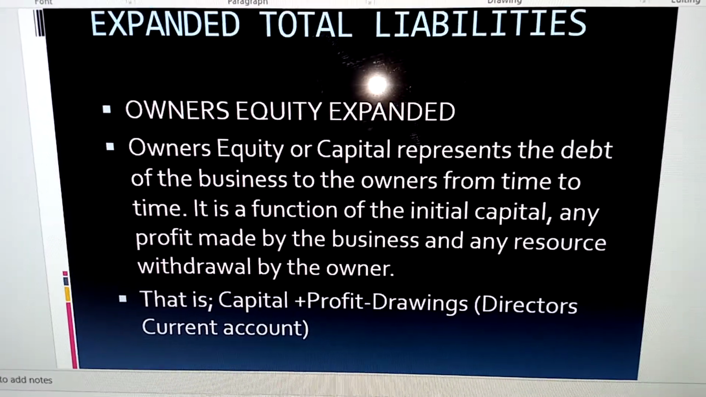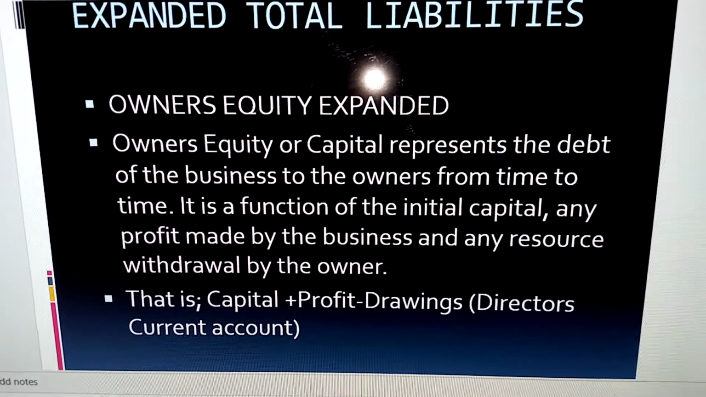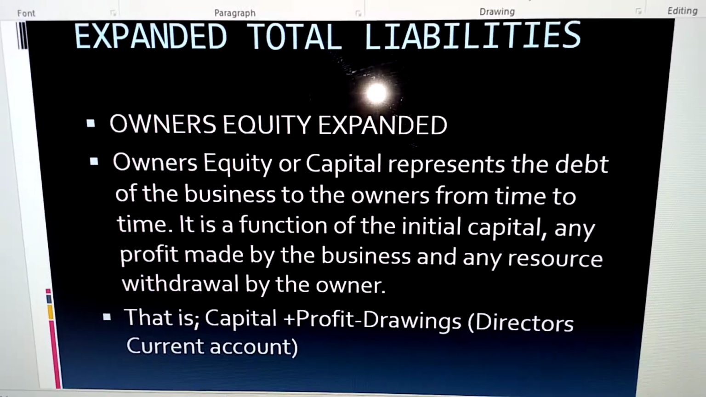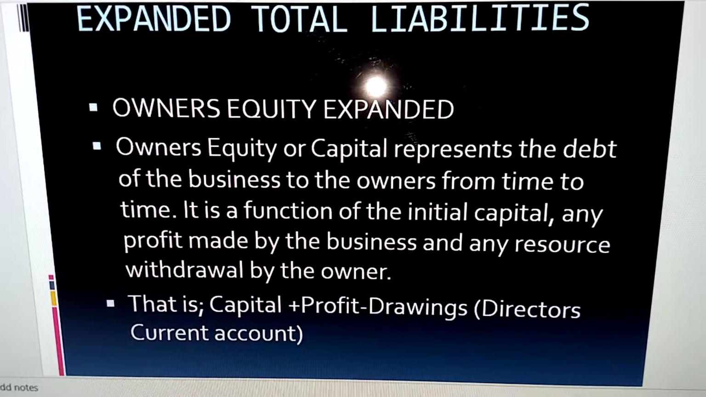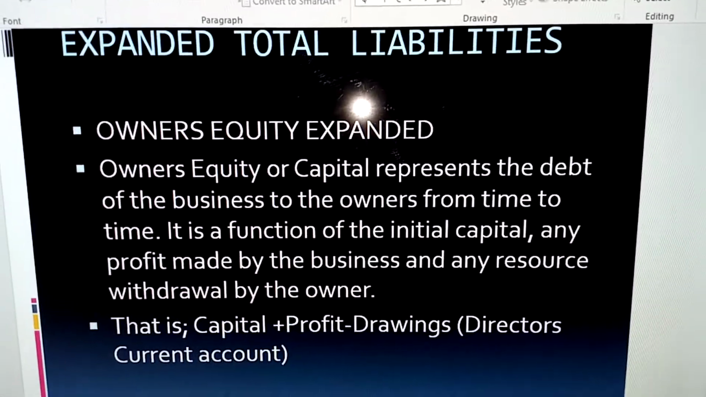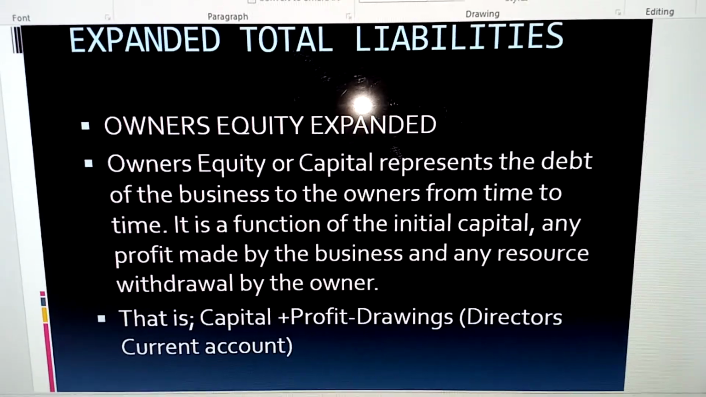If the business makes profit, the equity will increase by the profit made. If the business makes loss, the equity will reduce by the loss made. So it means that a profit is a function of what? Of owner's equity as well.